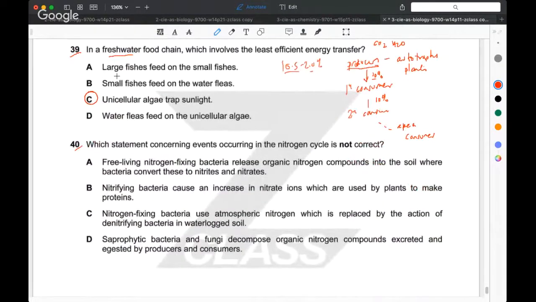And the examiner said that most students thought that the energy transfer was least efficient at the top of the food chain. So I guess this answer here. It's true that as you get to the top of the food chain, there are smaller numbers, aren't there, of the consumers of the higher trophic level. So that's where that thought is coming from. But in terms of the efficiency of the energy transfer, it is least efficient at the producer level, the photosynthetic level.